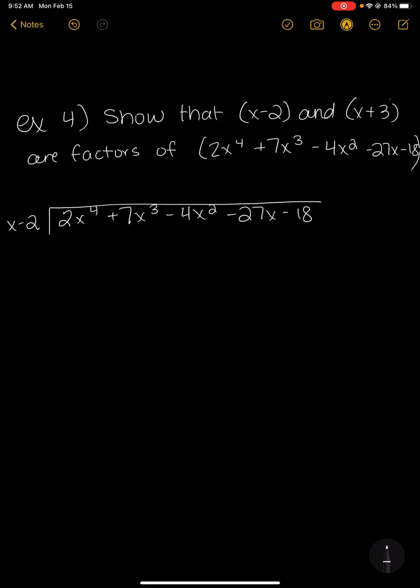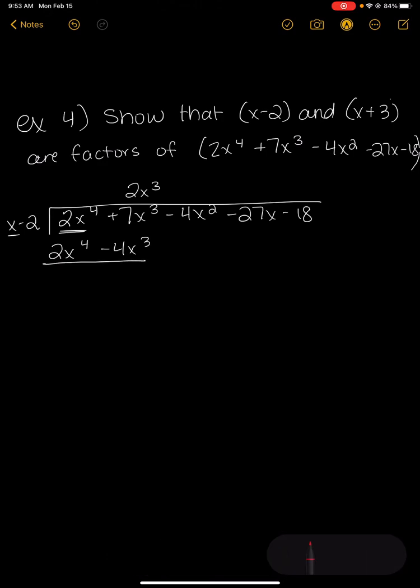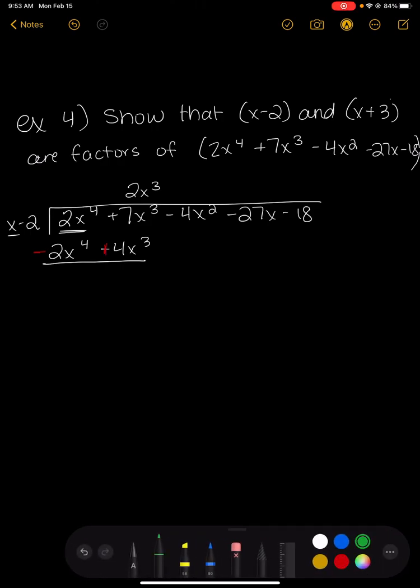So I've got x minus 2. I'm going to work through it. Hopefully you've already paused. Hopefully you've already solved. So just make sure that you have got a good grasp. All right, so x times what gives me 2x to the fourth? Well, that would be a 2x to the third. 2x to the third times x is 2x to the fourth. 2x to the third times a negative 2 is a minus 4x to the third. Draw my line and subtract. When I subtract, all of these signs change, and my first term cancels out.